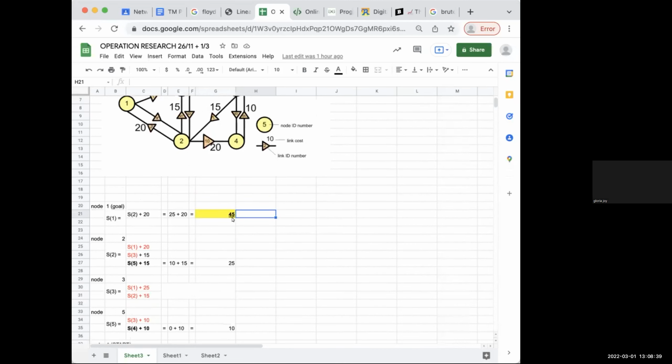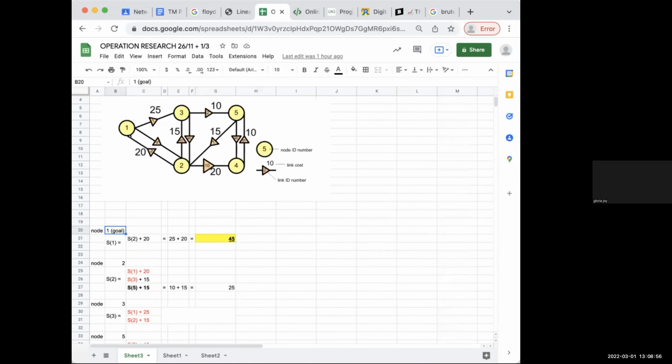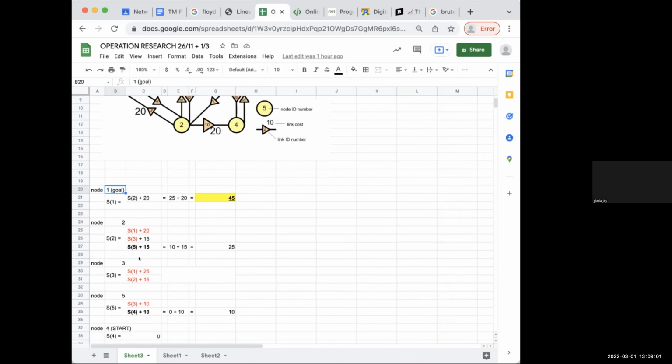So my goal was to go to 1 from 4. So we start with the goal. So node from 1 to 4, 4 to 1. Okay. Yeah, so we start with 1. As you can see here, the only one going to 1 is from S2. So S2 plus 20. Then we go to node 2, right?